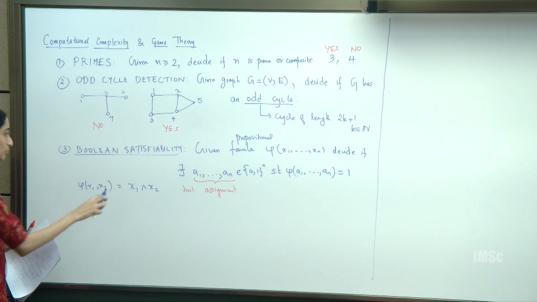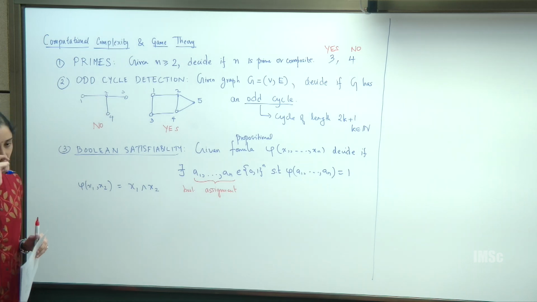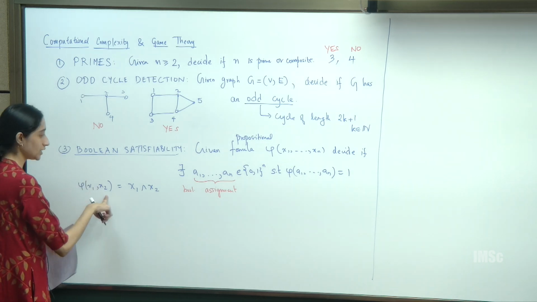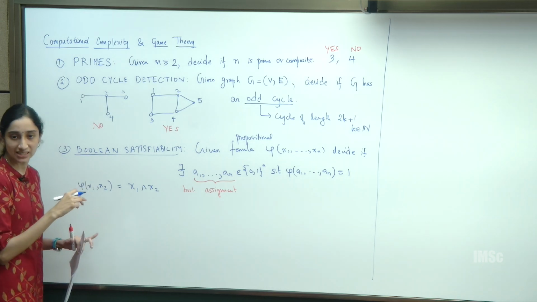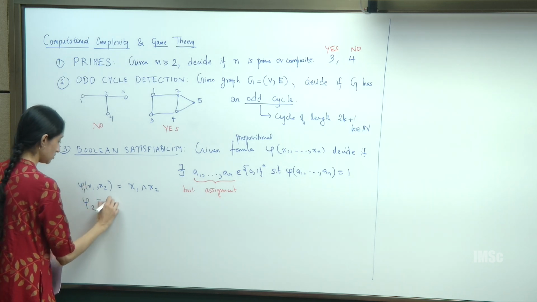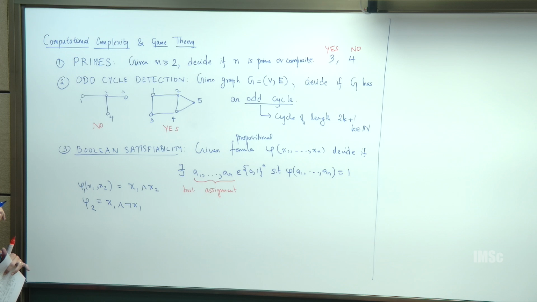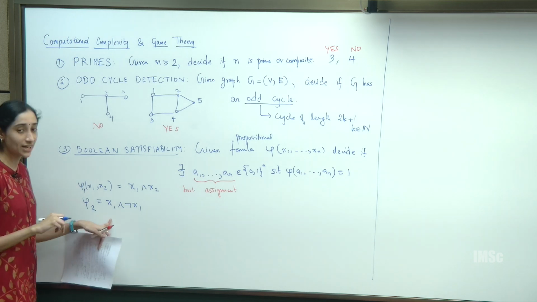So, for this formula, can you find a satisfying assignment? 1, 1, right? So, a1 equal to 1, a2 equal to 1 is a satisfying assignment. So, what about, say we will call this phi 1. So, this is x1 and not of x1.